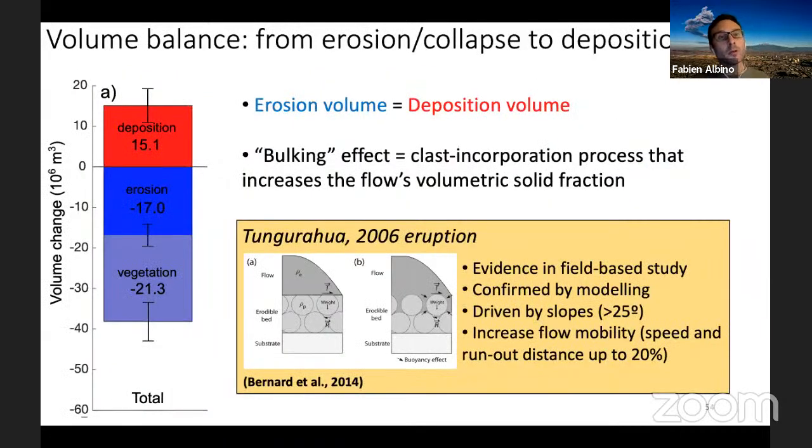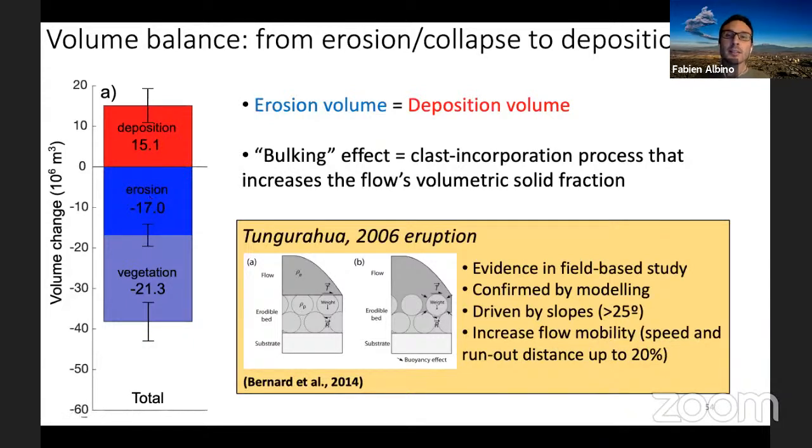So then we look at the mass balance and the total volume for the positive, for the deposition, and for the negative. For the negative contribution, we divide between the erosion and the vegetation contribution. If you look at only the balance between the volume of deposition and the total volume of erosion, we see a similar order of magnitude.